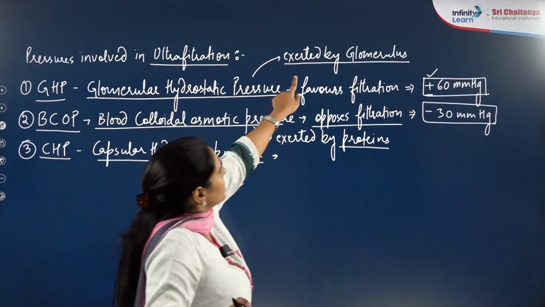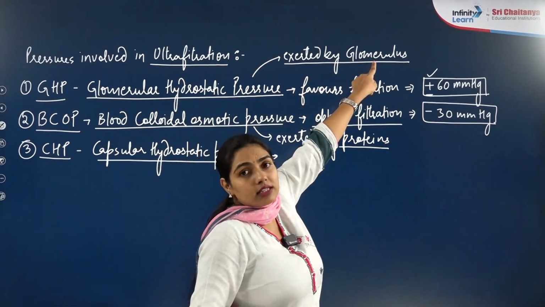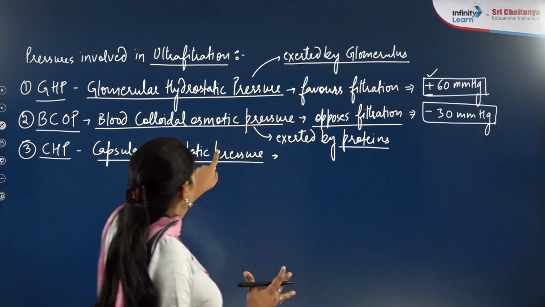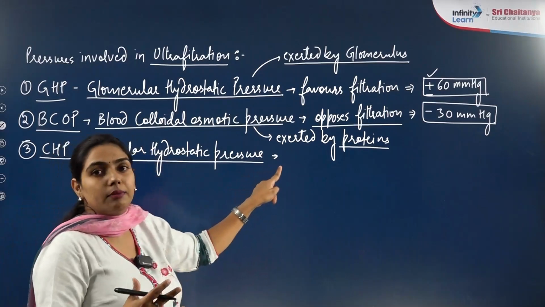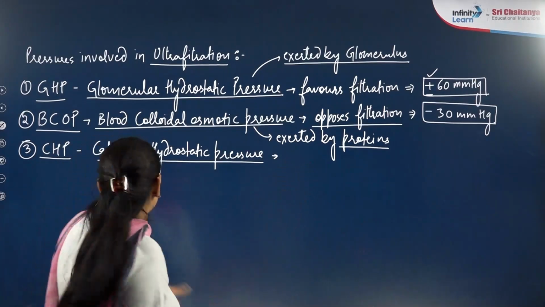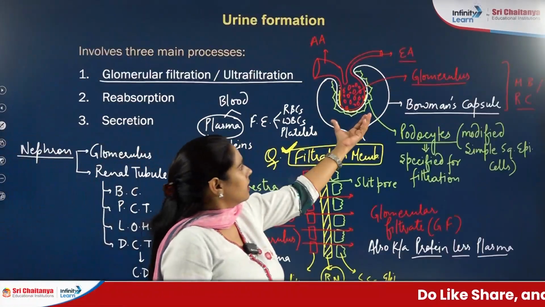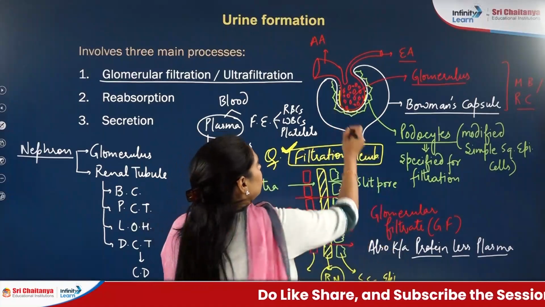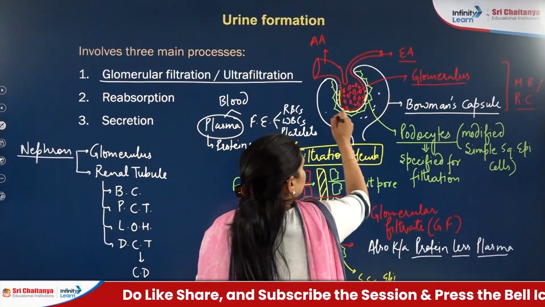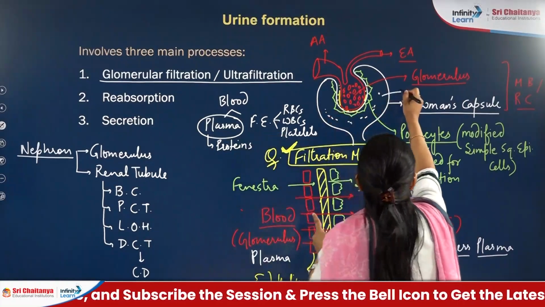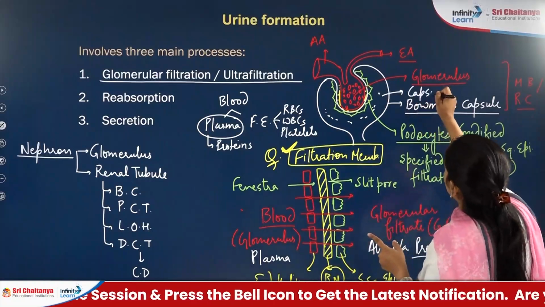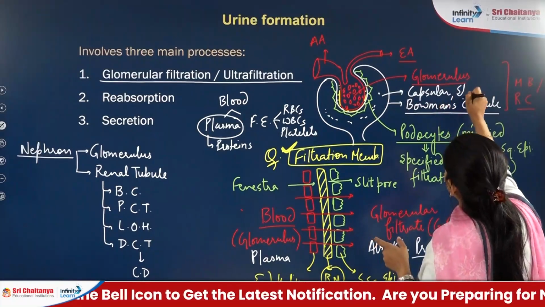Here the pressure was exerted by the glomerulus, the blood. But here now the pressure is exerted by the glomerular filtrate. Let us look at this. When filtration occurs, the filtrate will come here, into this space in the Bowman's capsule, which is known as the capsular space.